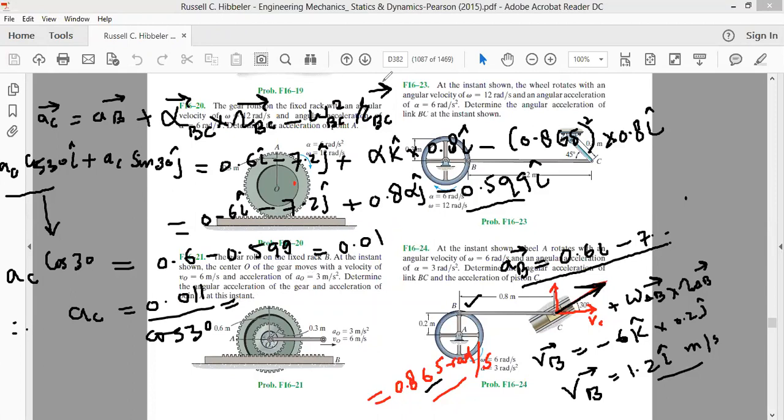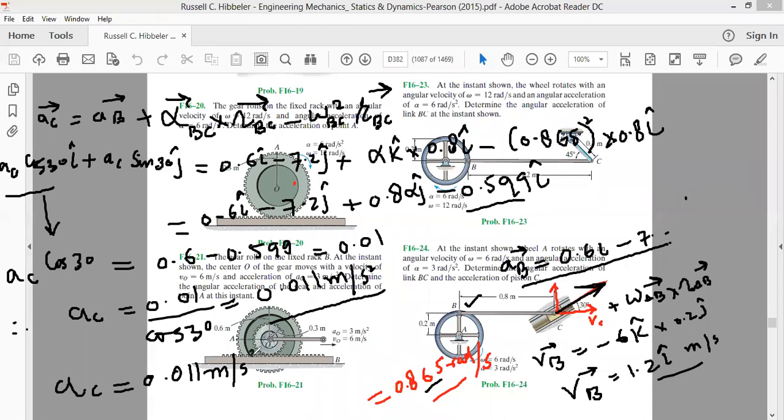So 0.01 divided by cos 30 comes out equal to 0.011, and its unit will be meter per second square. So this is the acceleration of C. We had to calculate the acceleration of C, and that comes out equal to 0.011 meter per second square.